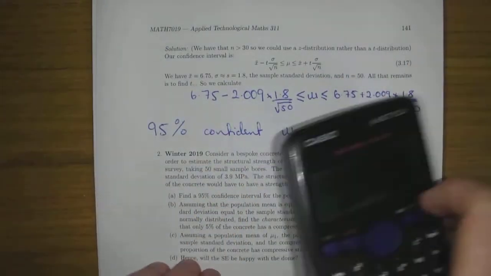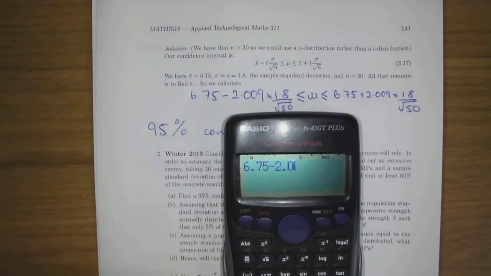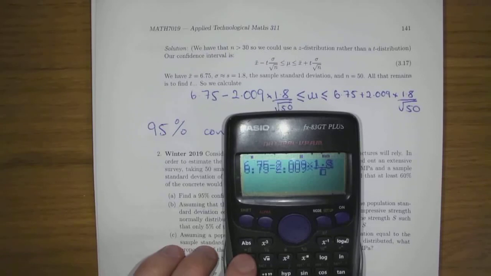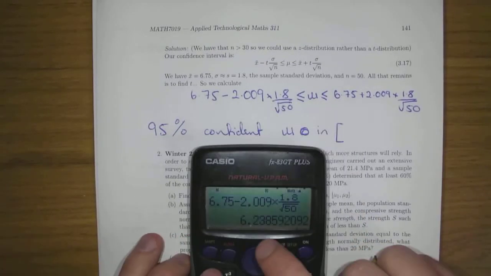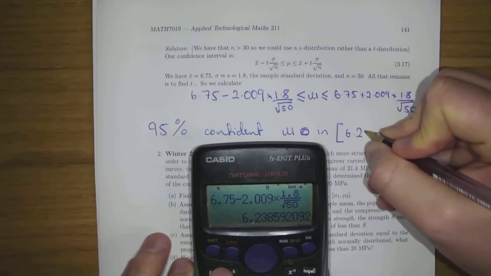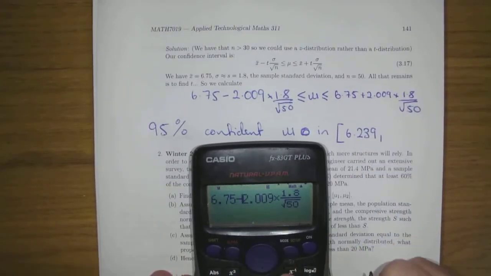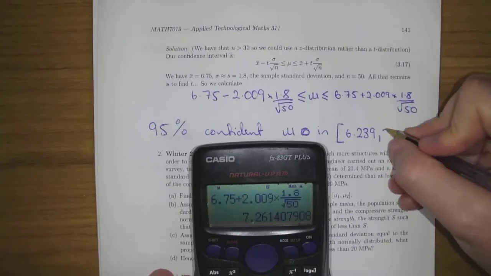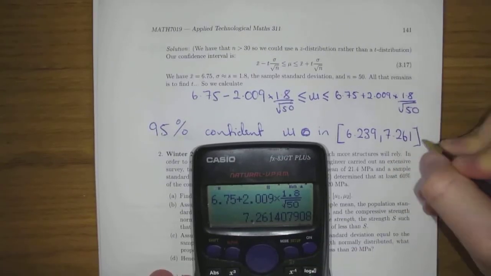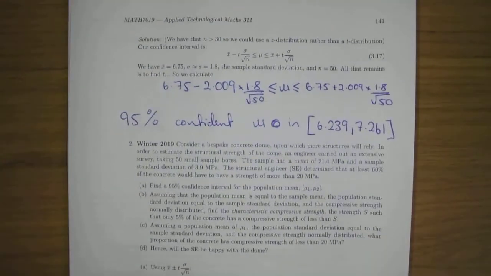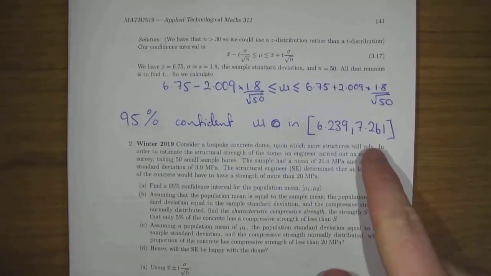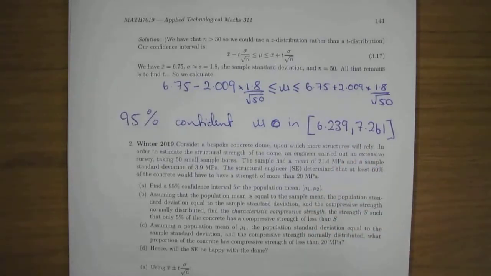Now I'm just going to calculate these two numbers. 6.75 minus 2.009 by 1.8 divided by root 50. I'll do four significant figures. 6.239 and then plus, 7.261 years. So it's reasonable to say that the average is between these two, and you're getting it down to 1 year, even though there could have been roads that were 10 years, 4 years, but remember this is the average, and we're 95% confident that the average is between these two.